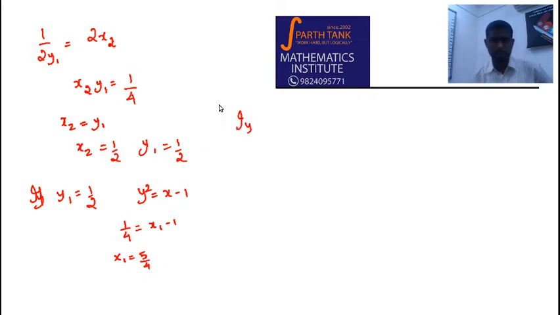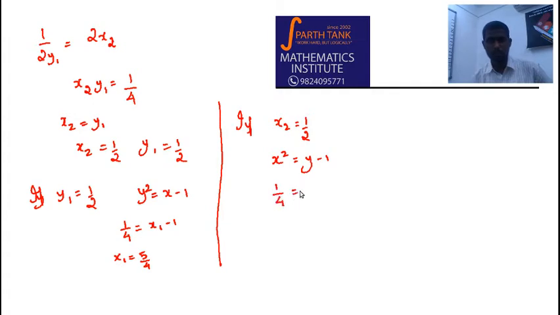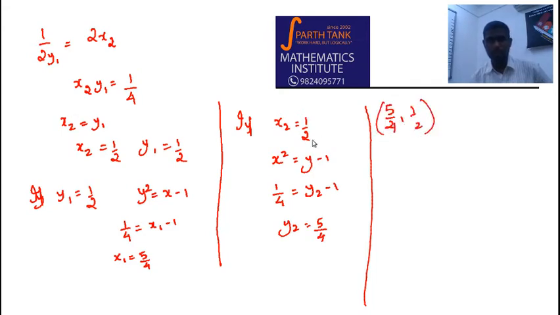And then the same way, if x2 is 1 by 2, from the second curve x squared is equal to y minus 1, we get 1 by 4 is y2 minus 1, or y2 is 5 upon 4. So you see the 2 points are, the first point x1 y1 is 5 by 4, 1 by 2, and the second point is 1 by 2, 5 by 4.